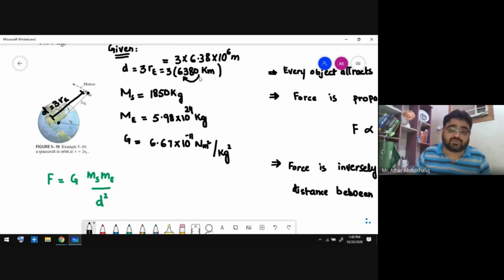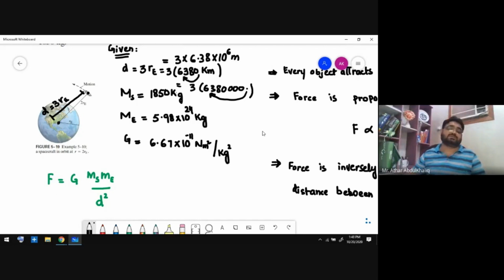If you are getting confusion, you can just write it as 3 times 6380, and kilometer is 1000, so put 3 zeros here. So this is the decimal. When you move it from here to here, how many numbers will it move? 3 and 3, 6. So it is the same thing in meters.